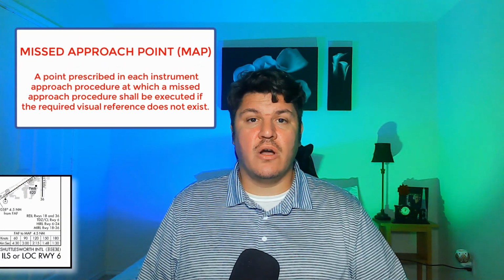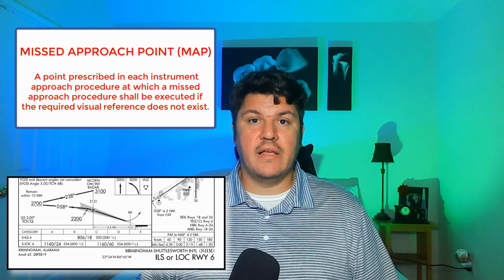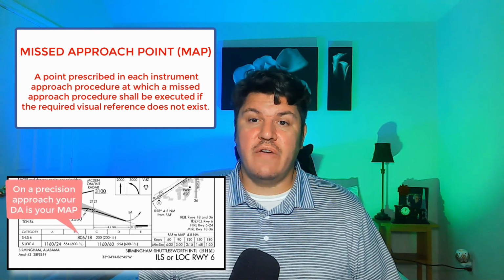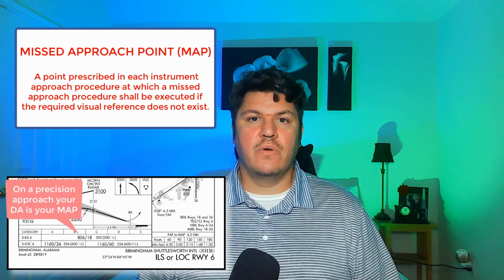Missed approach points, let's talk about that one. We already talked about it on the ILS. If you're tracking the glide slope down, as soon as you reach this altitude of 806 feet, that is your decision altitude.